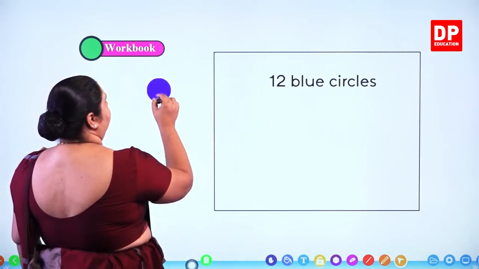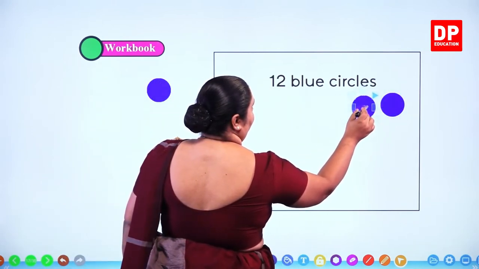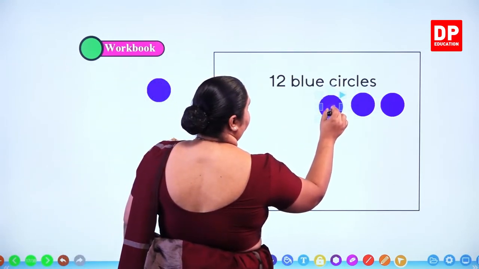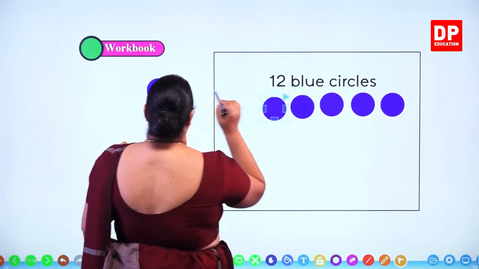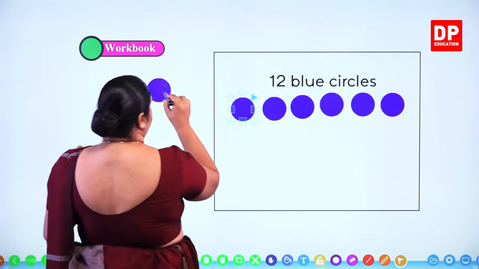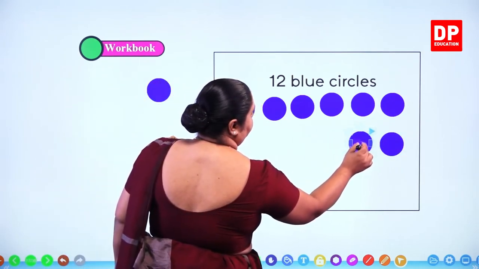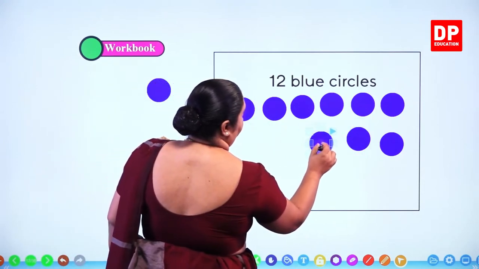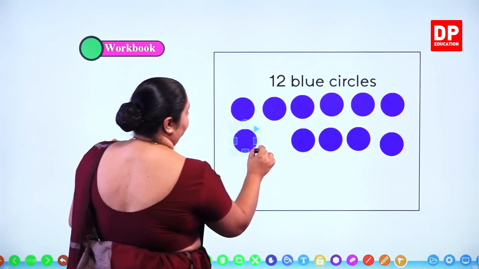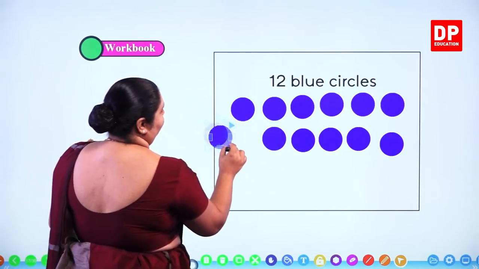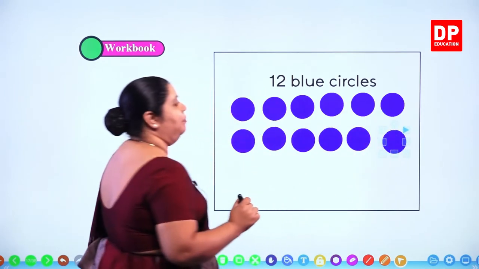12. Let's start counting from the beginning. 1. You have to count with me. 1, 2, 3, 4, 5, 6, 7, 8, 9, 10, 11, 12. Okay, now I have all my 12 circles, nice and beautiful.